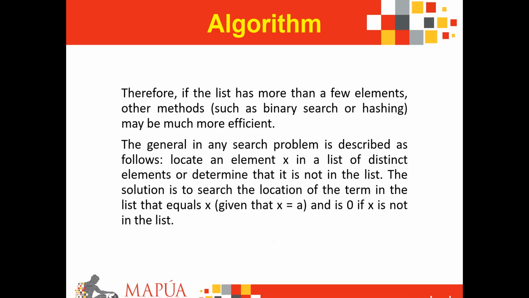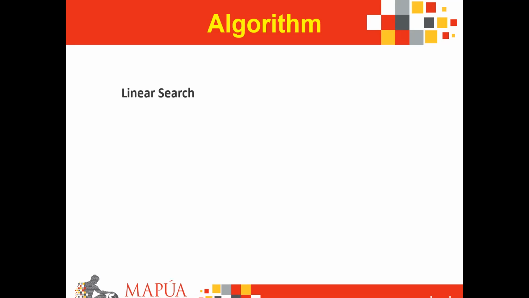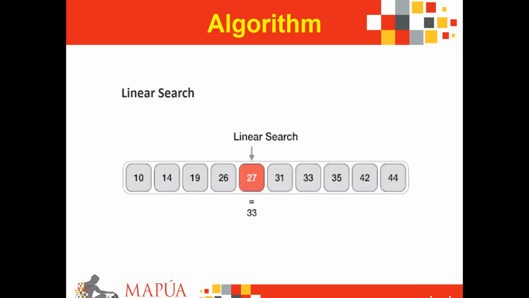The general search problem is often described to be locating the item in your list based on distinct elements and returning the position value of your corresponding element. If that particular element is not found, then a value of 0 is returned instead. This is an example of your linear search. Note that whether the list is sorted or unsorted, this particular searching algorithm works and goes through every item in your list, comparing the sought value, in this case 33.